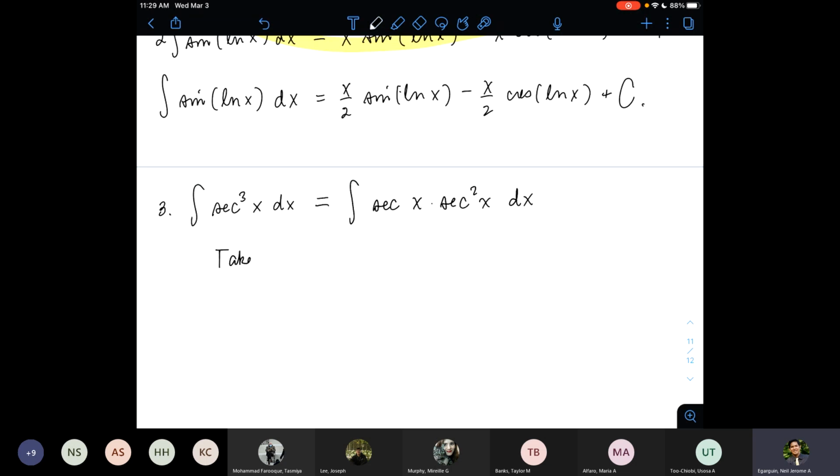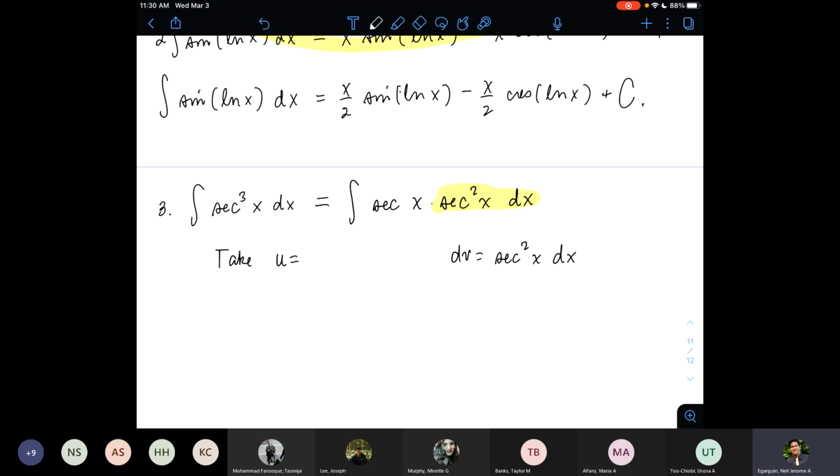Remember, our choice for u is something that can easily be differentiated, and dv is something that can easily be integrated, right? Of course, secant cubed cannot be integrated easily. The integral of secant is ln of secant x plus tangent x. That doesn't look good. It's a very messy expression. But the integral of secant squared turns out to be nice, right? The integral of secant squared is simply tangent x. And I'm betting that that would be helpful here. So that's why I decided, okay, I'm going to isolate secant squared x and put it together with dx for the choice for dv.